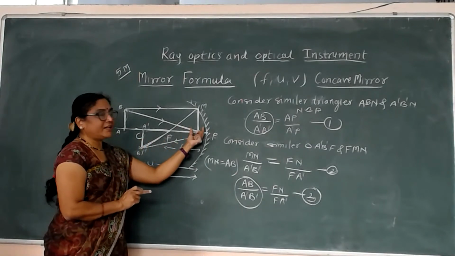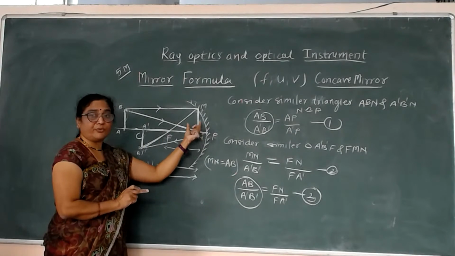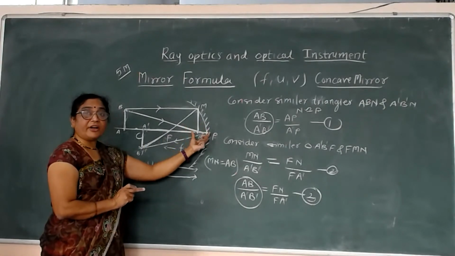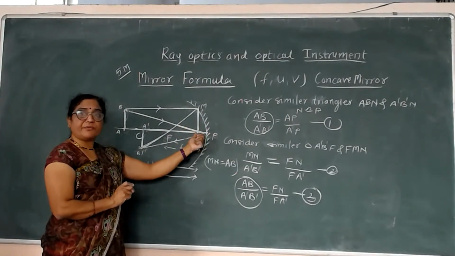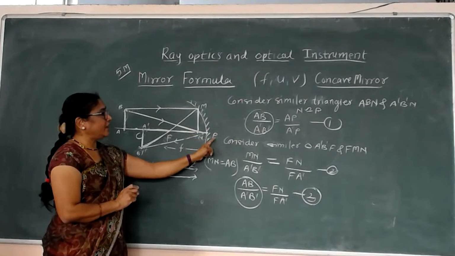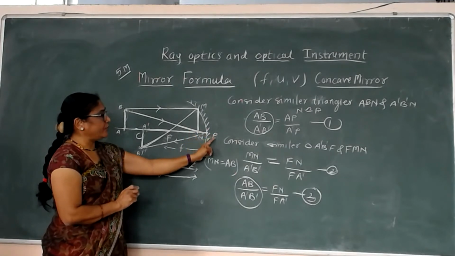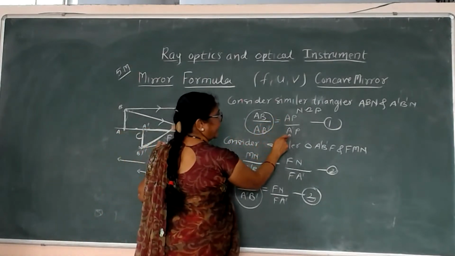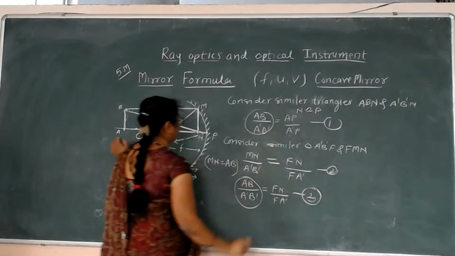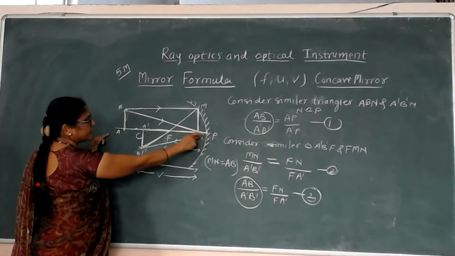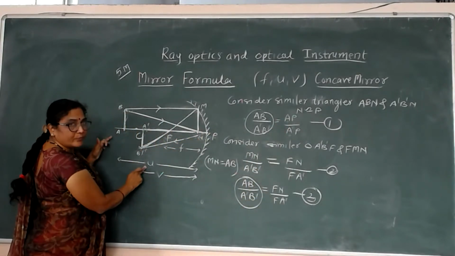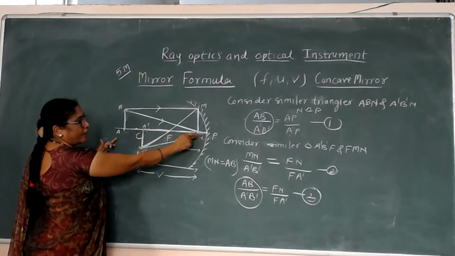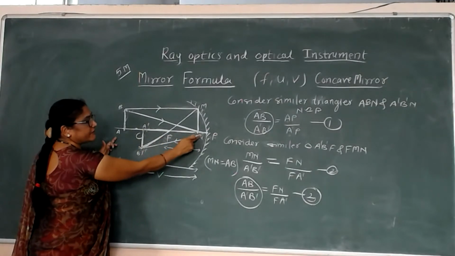So primarily, to apply similar triangles we drew the perpendicular. But the law says all the distances are measured from the pole. So N is nearly equal to P. So convert that value: N is equal to P. Therefore, this value AP divided by A'P. What is the meaning of AP here? See here, AP is the object distance, and this value is equal to u.